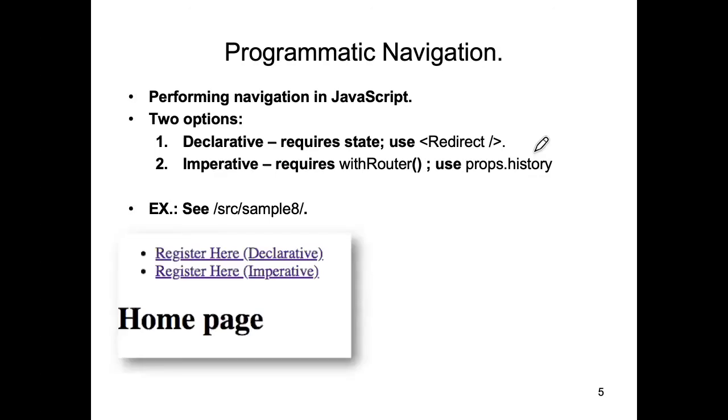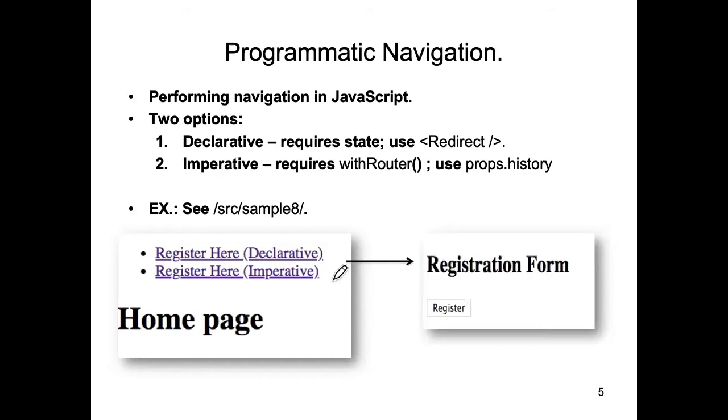By way of illustration, we're moving on to sample 8. A typical use case for programmatic navigation might be registration, so that's what I'm illustrating here. I've got these two registration links in my header, and I've got two of them because I want to implement the registration using both approaches, the declarative approach and the imperative approach. The way the registration works is if you click on either of these links, you're brought to a registration page and you fill out your registration details, which I've left out because they're not of any interest to us.